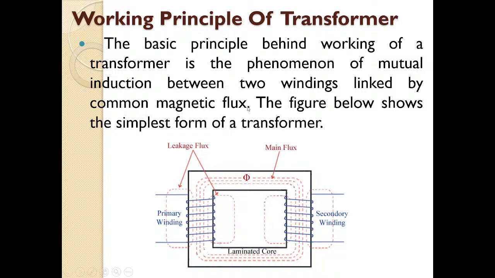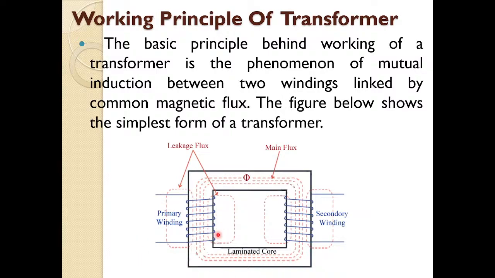The transformer works on the principle of mutual inductance between two windings linked by a common magnetic flux. Here two windings are there, a primary winding and a secondary winding. Both are linked by a common flux, that is our main flux or useful flux. This transformer has two windings which are wound around the limbs of this core.